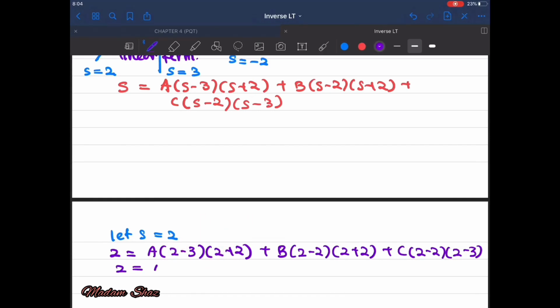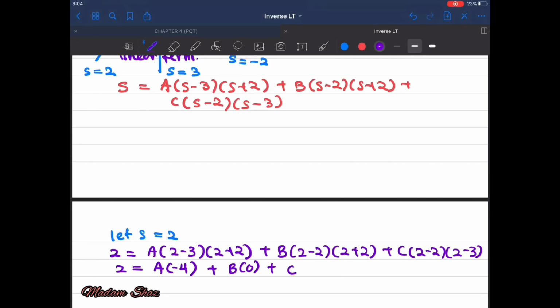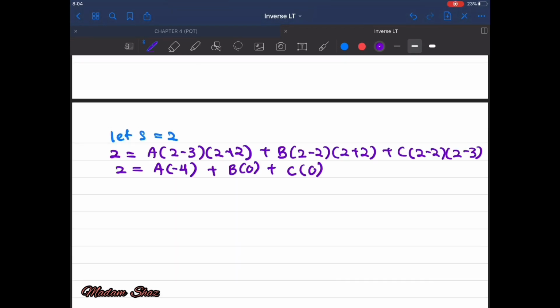So 2 is equal to A multiply negative 4 plus B multiply 2 minus 2. This one is equal to 0. 2 plus 2 is equal to 4. So anything that is multiplied with 0 will become 0. So B multiply with 0 plus C multiply with 2 minus 2 is 0. 2 minus 3 is negative 1. So anything multiply 0 will become 0. So therefore 2 is equal to negative 4A. Therefore A is equal to negative 1 over 2.